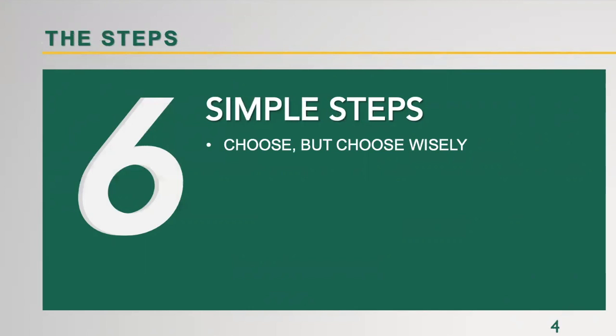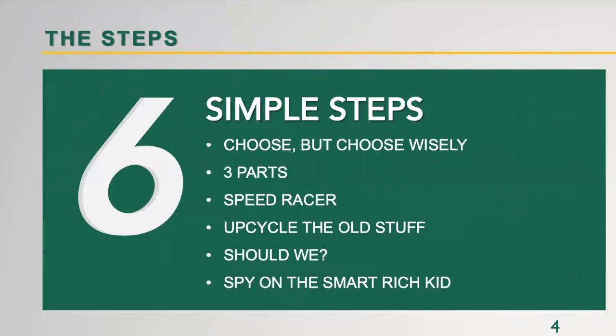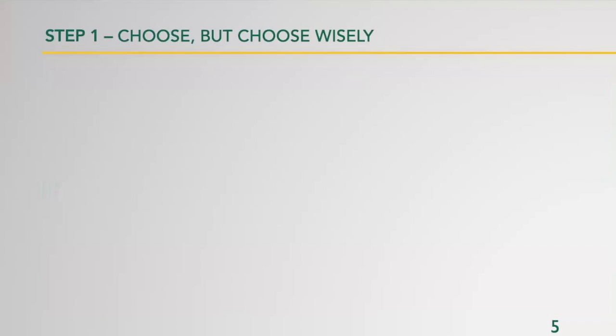And they are: choose, but choose wisely. We'll talk about 3 parts of a landing page. We'll talk about speed and landing pages. We'll talk about content a little bit, and what to do with the landing pages. And the age-old question, should we do this? Greg, this is always how the question is posed to me. Greg, should we do this? Should we not do this? And then our hint, it's always a good idea to spy on the smart rich kid. And we'll talk about how to do that as we wrap it up. This one should take 30 minutes at the most.